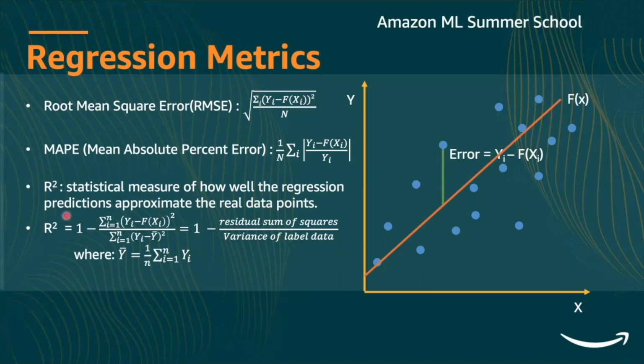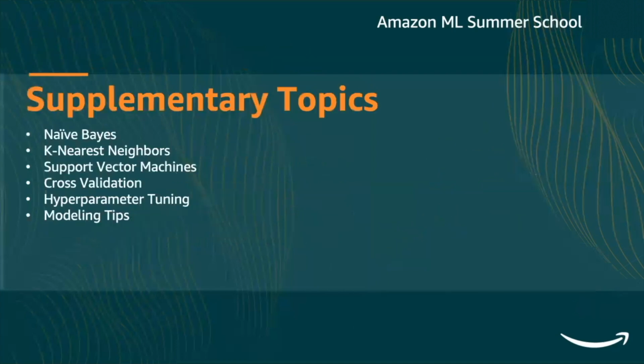So the formula is given by this. y minus f of xi is the square of the error. y minus y bar is the variance of the label data, how this data is varying around the mean of these labels. And R square is 1 minus the residual sum of squares over the variance of the label data. Okay. Now we'll move to some supplementary topics such as naive Bayes, k-nearest neighbor classifier, and so on.